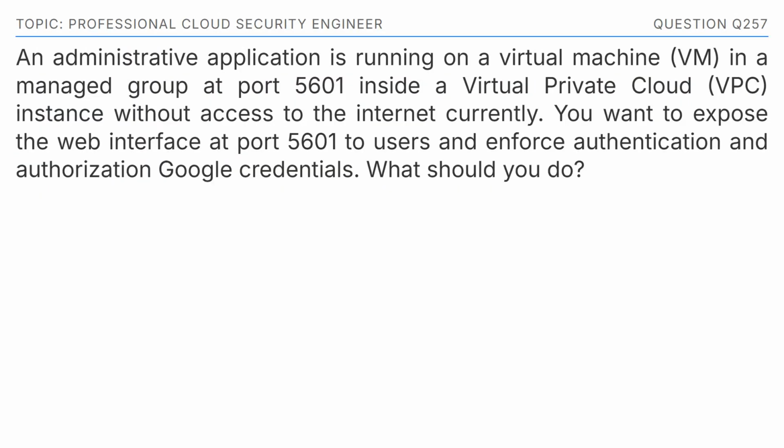An administrative application is running on a virtual machine, VM, in a managed group at port 5601 inside a virtual private cloud, VPC, instance without access to the internet currently. You want to expose the web interface at port 5601 to users and enforce authentication and authorization with Google credentials. What should you do?